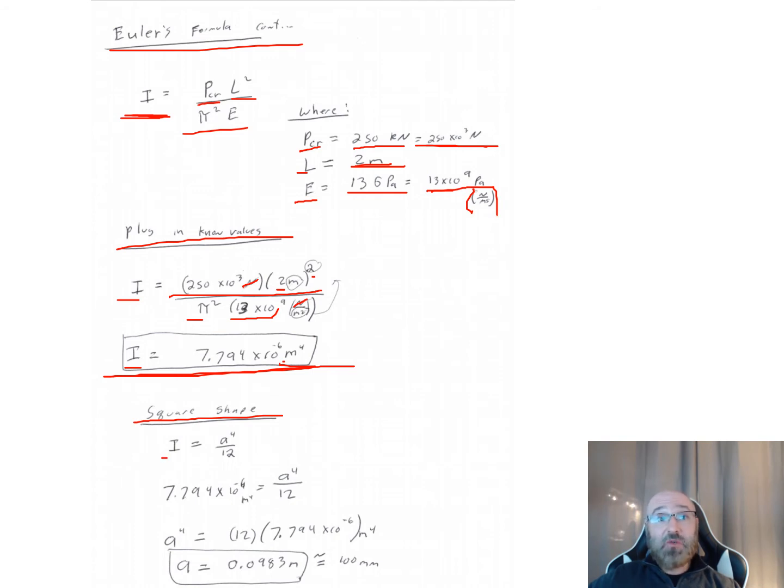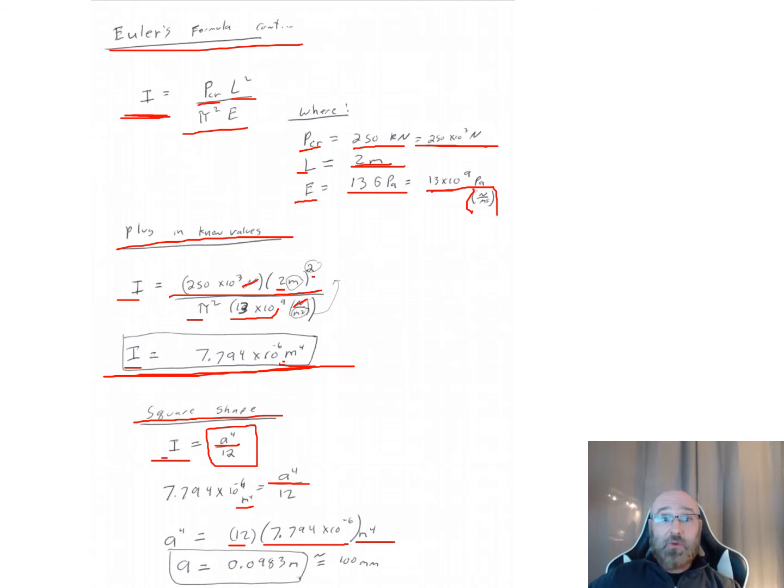So now that I have a value for I, for a square shape, I know that my I is equal to a to the fourth over 12. For my moment of inertia, I can go back to my tables, look up that square shape, and that's where I get this a to the fourth over 12. So let's plug in for my I. I have 7.794 times 10 to the negative 6 meters to the fourth is equal to a to the fourth over 12. Let's rearrange that and solve for a to the fourth. A to the fourth is equal to 12 times my value for I, 7.794 times 10 to the negative 6 meters to the fourth.